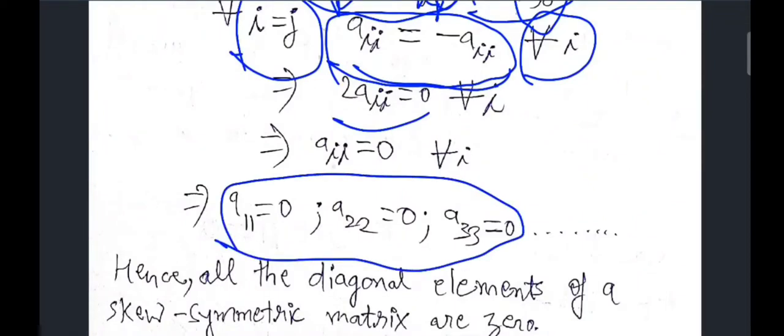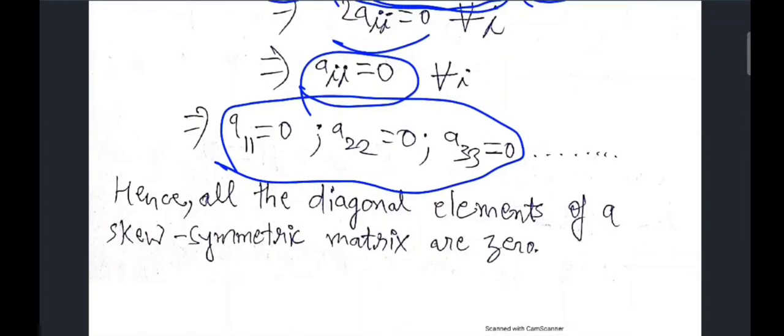What have the diagonal elements turned out to be? Equal to 0. Because what does this Aii denote? It denotes diagonal elements basically. So diagonal elements have turned out to be 0. Hence all the diagonal elements of a skew symmetric matrix are 0. Hence all the diagonal elements of a skew symmetric matrix have come out to be equal to 0. This is very clear from this discussion.